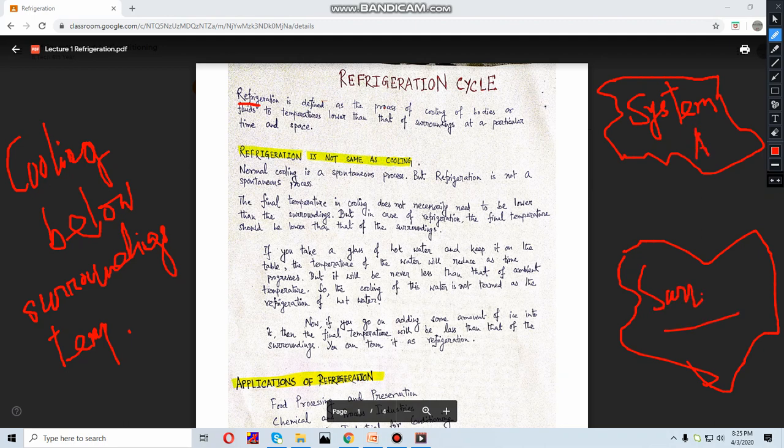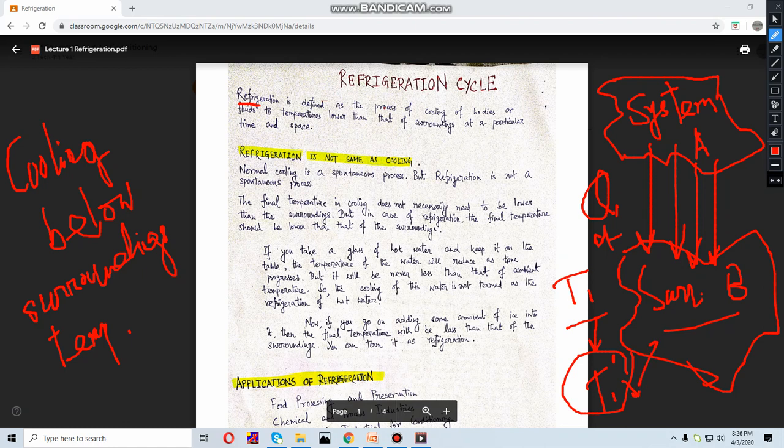So let us take the system as A and the surroundings as B. Now they are interacting, transferring some amount of heat. If the system starts transferring a certain amount of heat Q1 at temperature T1, then after some time, as it is rejecting some amount of heat, the temperature of system A will naturally drop. Let us say T1 goes to T1 dash. If this T1 dash is less than the surrounding temperature, then we can say that a refrigeration process has occurred.